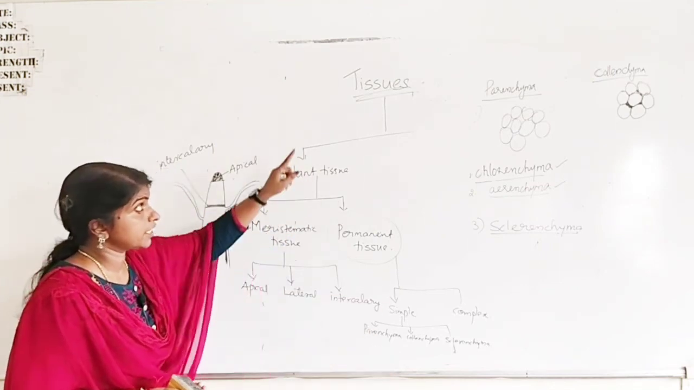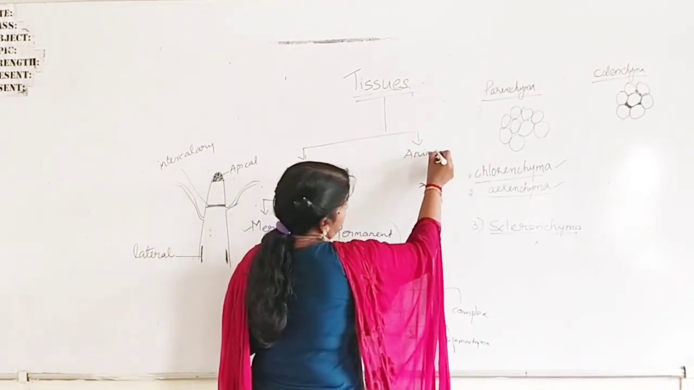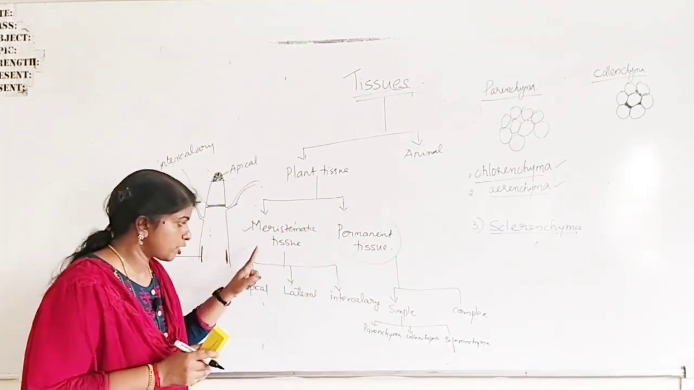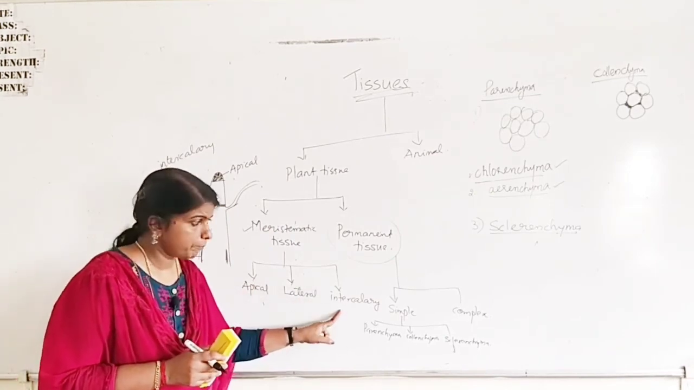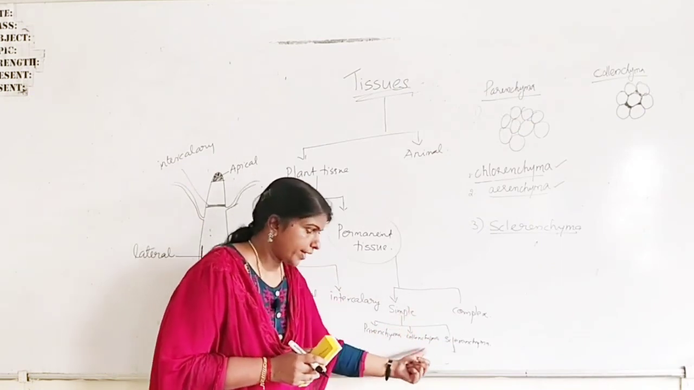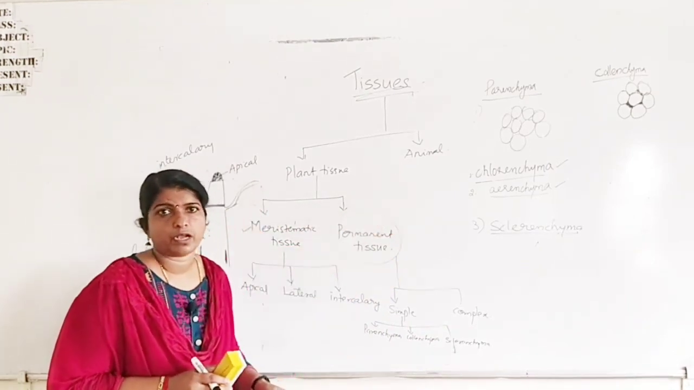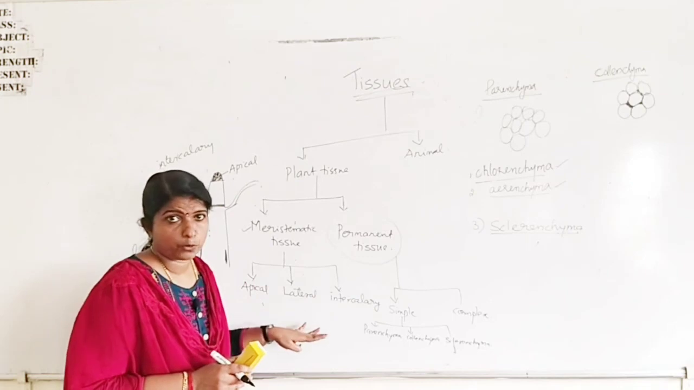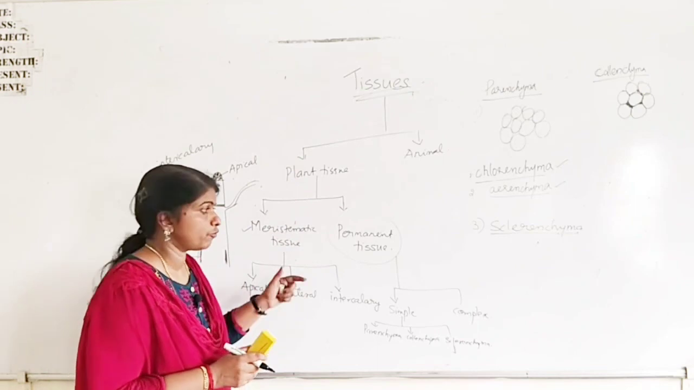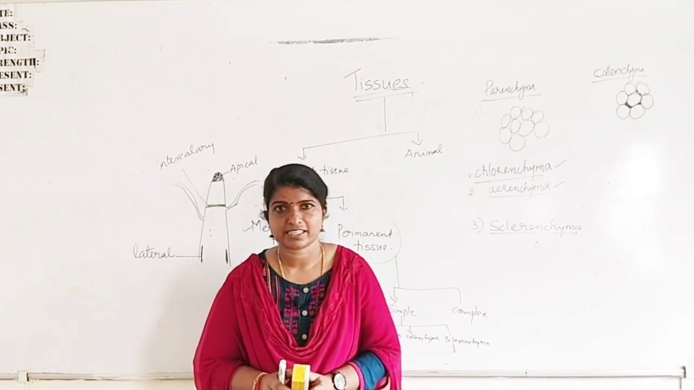Clear? Classification, just listen. Tissues, two, that is animal and plant tissue. Then again plant tissue, meristematic and permanent. Then meristematic, apical, lateral, intercalary. Then permanent, simple, complex. Then simple, parenchyma, collenchyma, sclerenchyma. Then parenchyma, chlorenchyma and aerenchyma. So this classification is very important. Study like this in the form of a flow chart. It is easy for you. The complex permanent tissue we will discuss in the next class. Thank you.